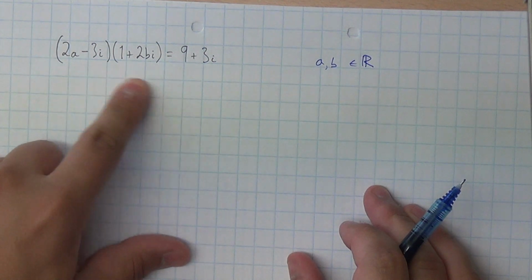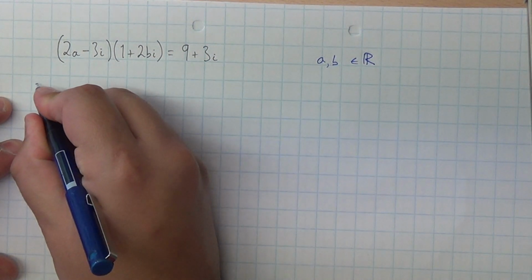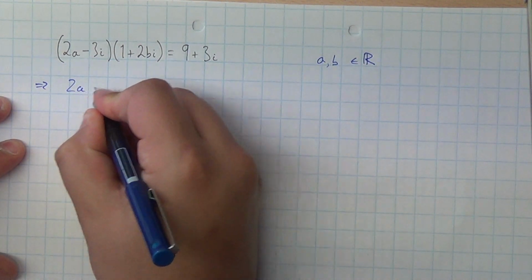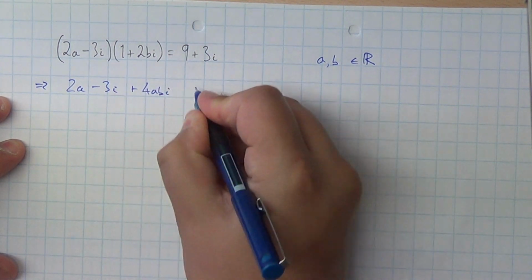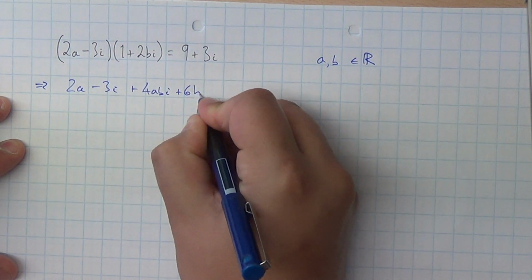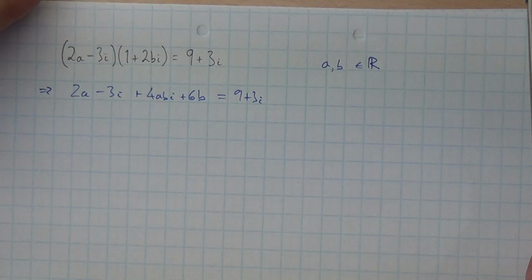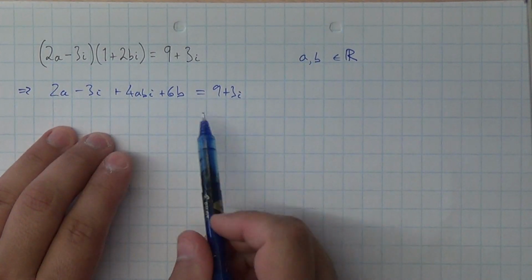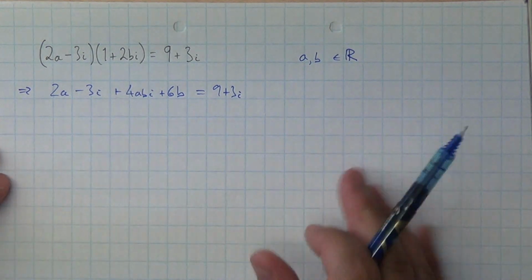So step one, expand this bracket, collect the terms. I think you get 2a take 3i plus 4abi plus 6b, and that still equals 9 plus 3i. And as we mentioned and pointed out, and you agreed with in class, if two complex numbers are equal, that means the real parts are equal and the imaginary parts are equal.